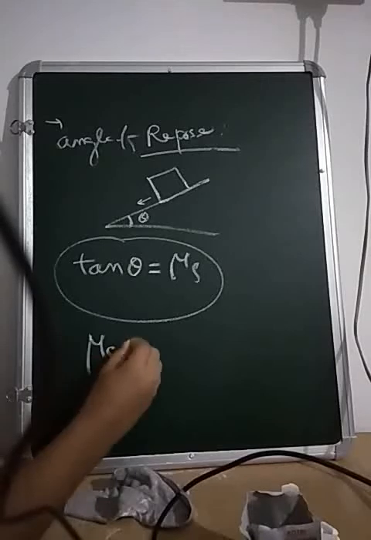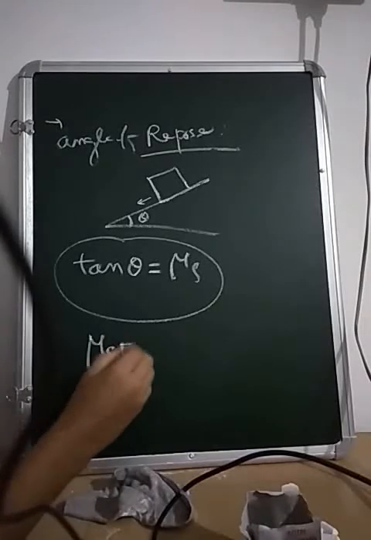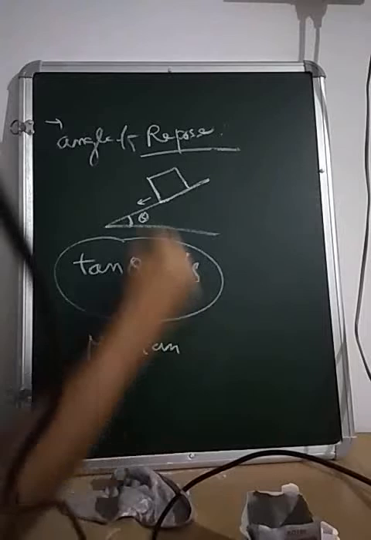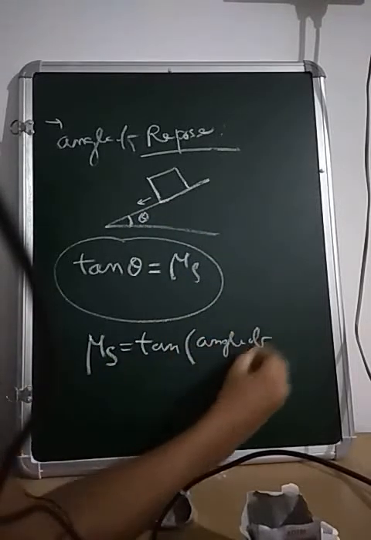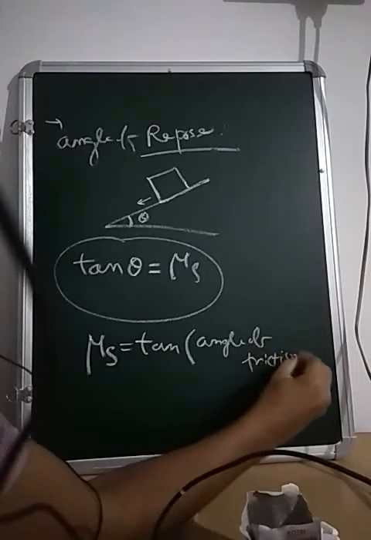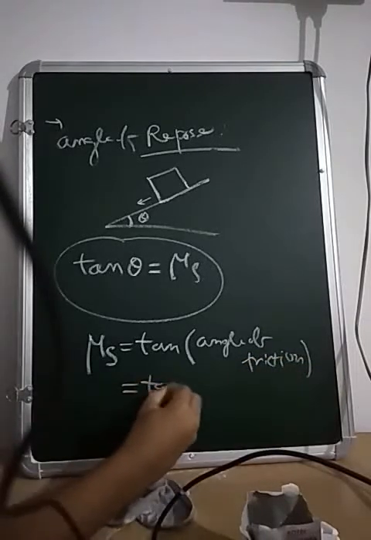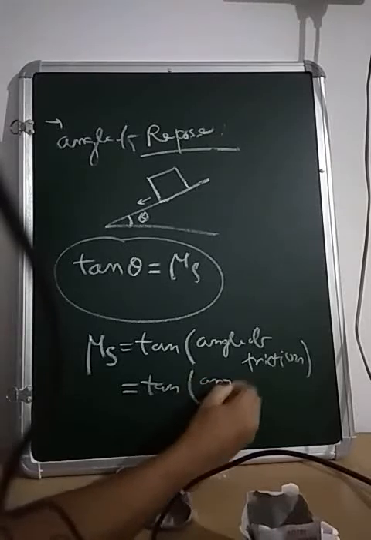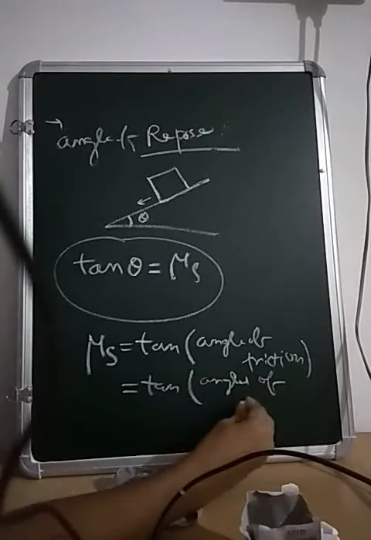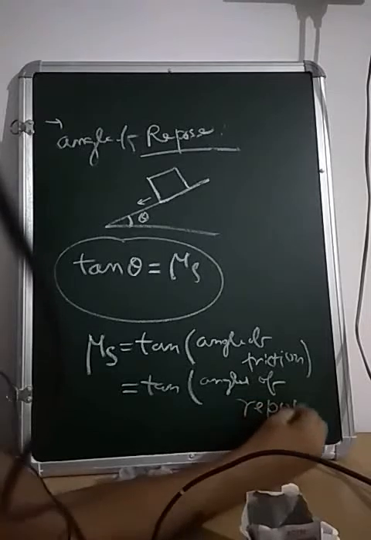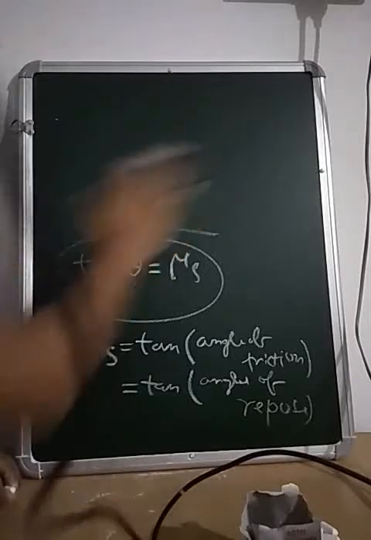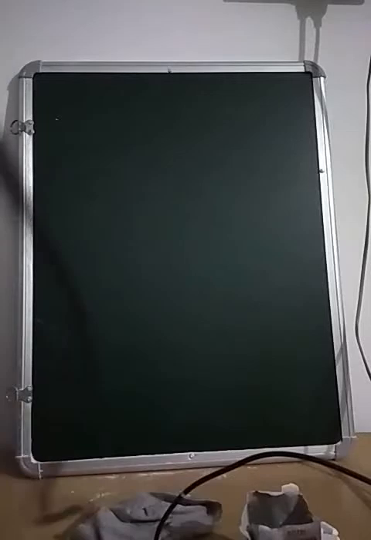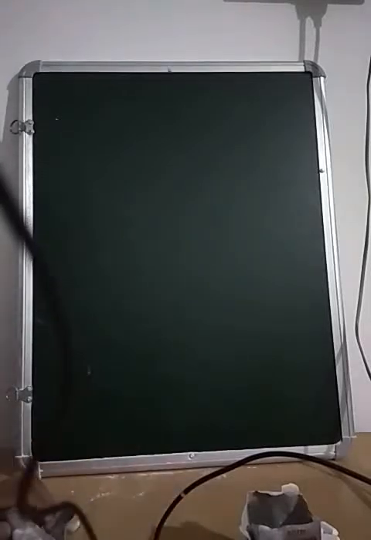Okay, so from both the cases what we get is mu s is equal to the tangent of the angle of friction and equal to the tangent of the angle of repose. Okay, up to this we have discussed in the last class. Now in this class we go for kinetic friction.